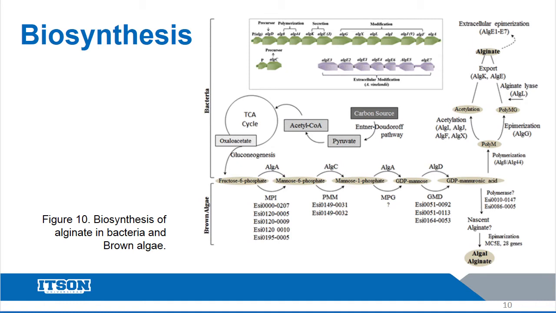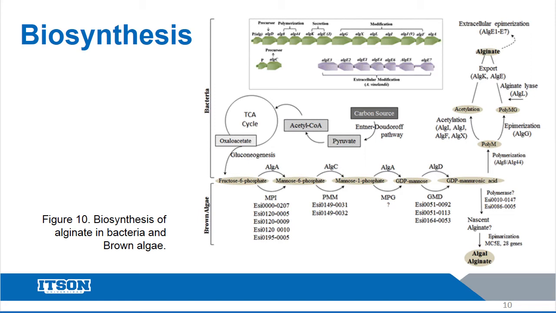Then there is a dehydrogenation and it becomes GDP mannuronic acid. And this is the molecule that will form the polymer, losing a molecule of GDP with the bonding between them, having only mannuronic acid. And then the epimerization occurs, so we can also have guluronic acid units and the final form of the algal alginate.